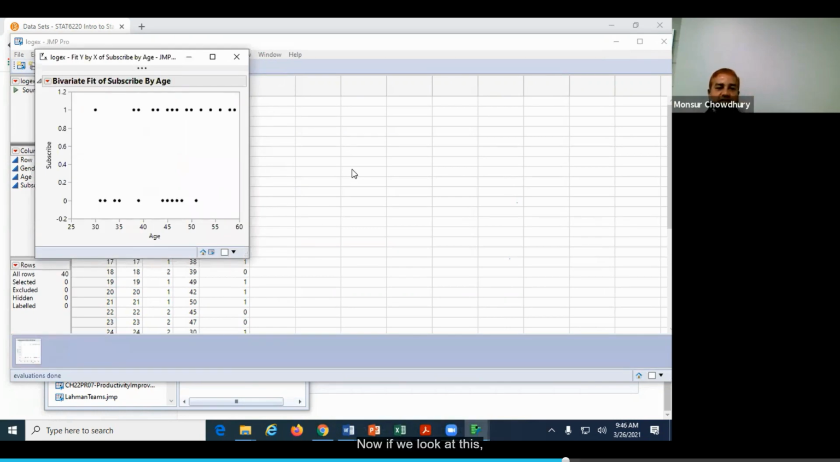Now if you look at this, what can we see? We can see that all the points are clustered around the two levels of the response variable, one at 0 and another at level 1. Do you see anything in this plot? Can anyone tell me?